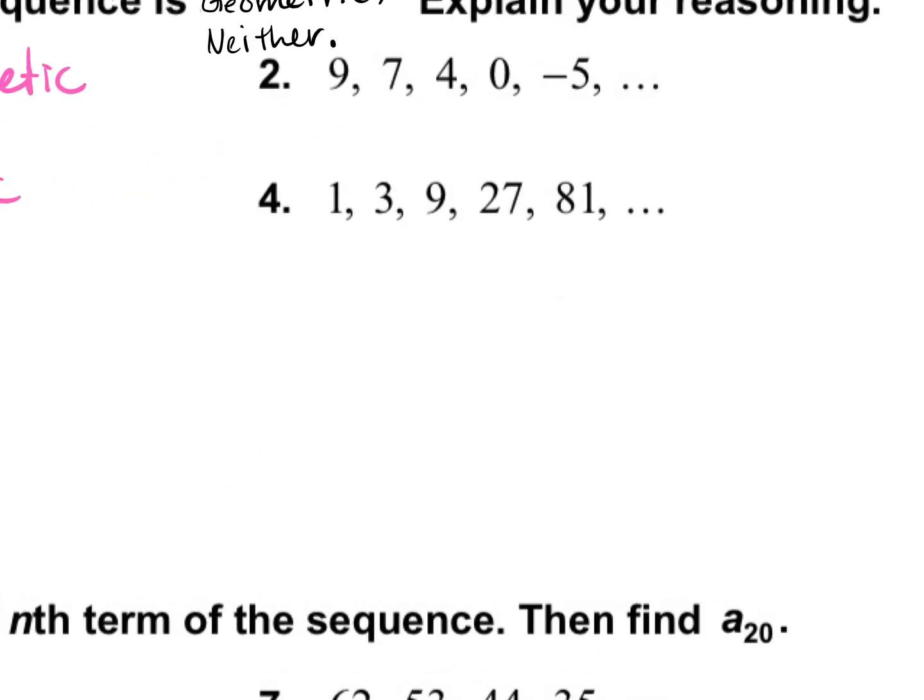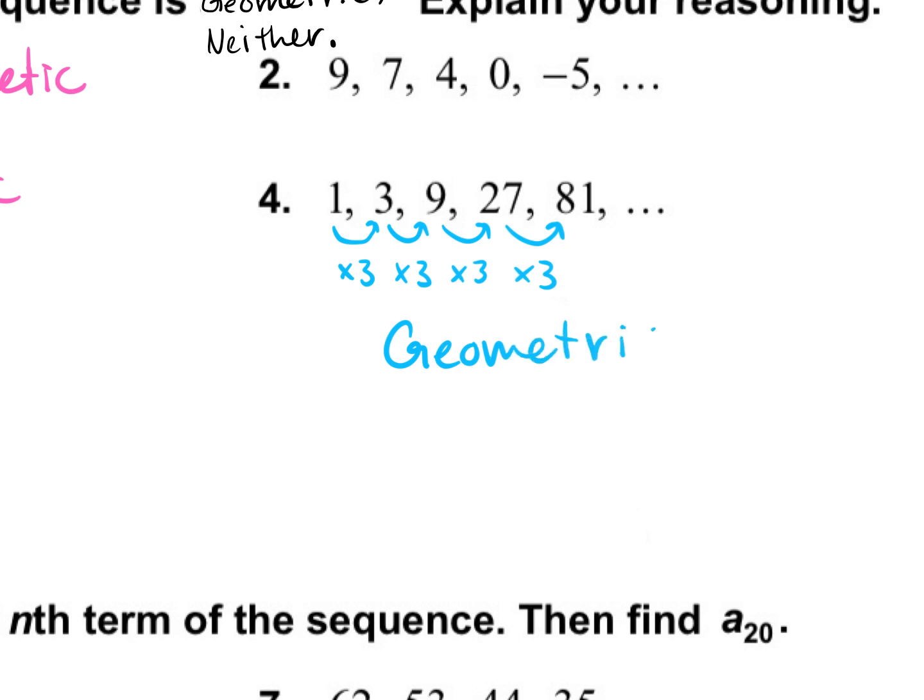Let's look at number 4. What are we adding or subtracting or multiplying to get from 1 to 3? Times 3. And then if we multiply 3, do we get 9? Do we get 27? Do we get 81? Yep. So what type of sequence would this one be? Geometric. So remember, when we're multiplying, it's geometric.